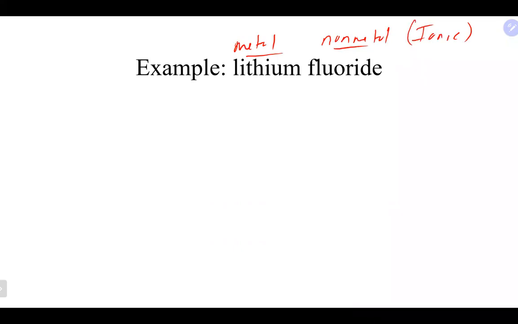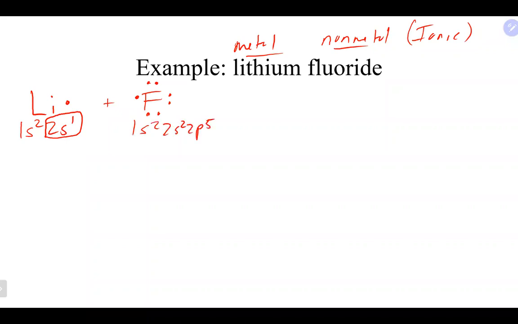Now, if we do our Lewis dot symbol for lithium, lithium is group number 1 on the periodic table, and it would be lithium with a dot here. If we wrote the electron configuration 1s2, 2s1, that 1 dot is the valence electron right there. Fluorine, or fluoride here, is group 7 on the periodic table, which means it should have 7 valence electrons around it. And if we wrote the electron configuration, it is 1s2, 2s2, 2p5.